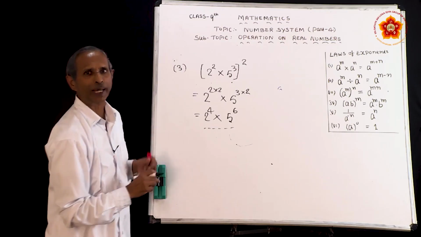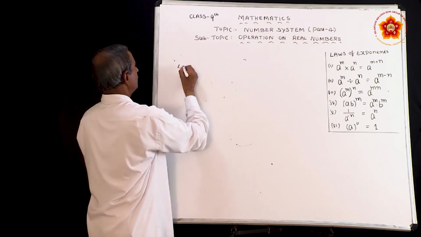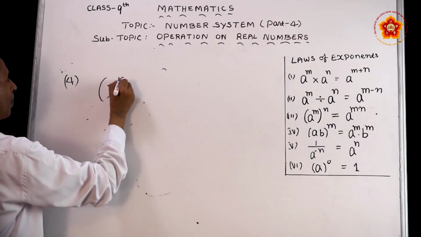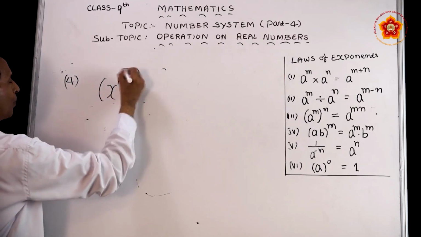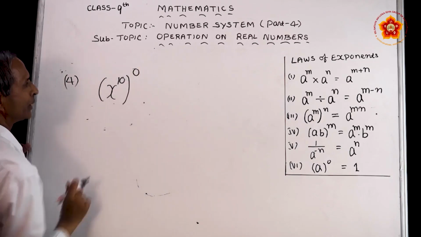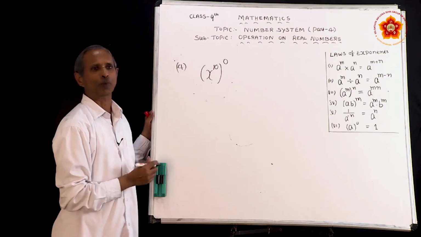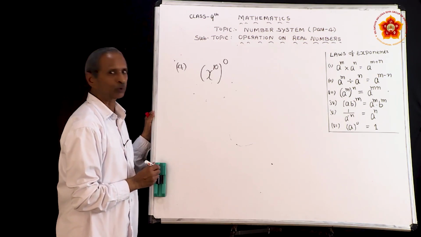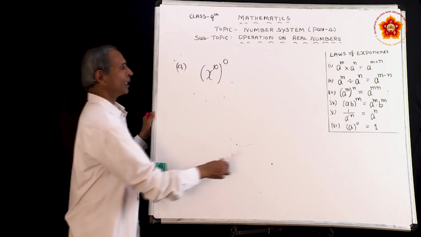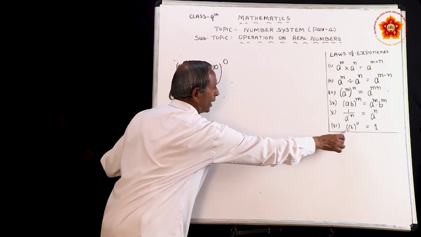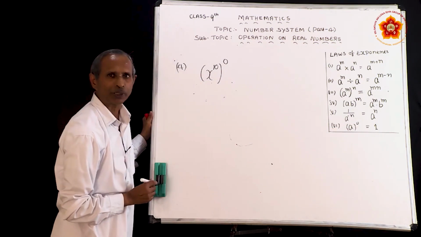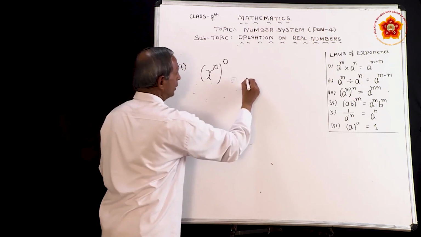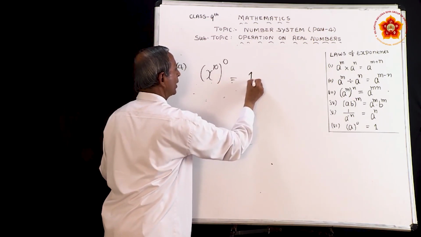Now let us take one more example. Another example. Now I will take x to the power of 10 whole raised to the power of 0. In this situation, which is the suitable formula? Definitely we can use the sixth formula. When the power is 0 for any base, the final result will always be equal to 1. Therefore, any number raised to the power of 0 is always equal to 1. Directly you can write 1.